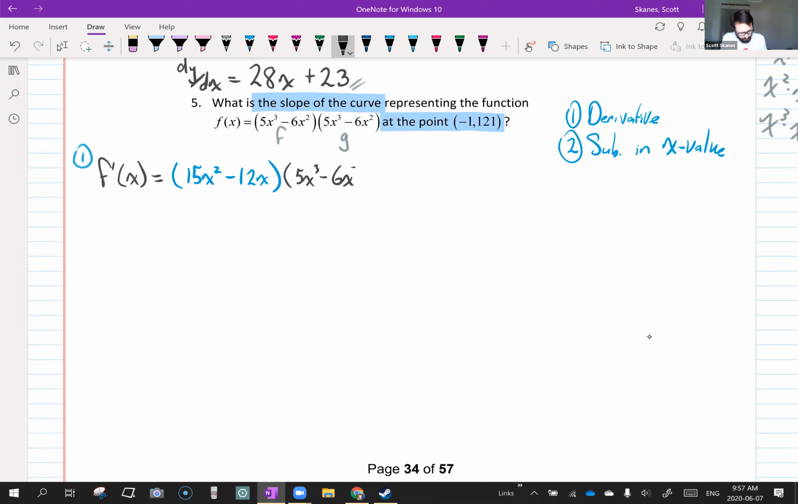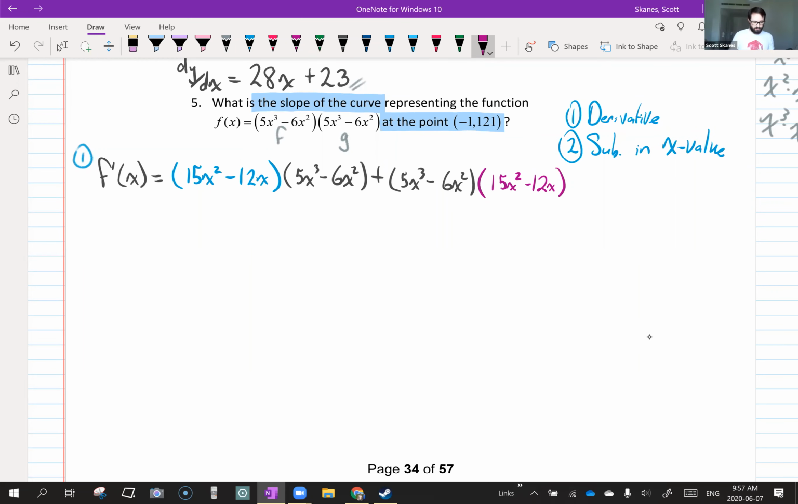Minus 6x squared plus the first one as is. And then the derivative of the second one. What's the derivative of the second one? It's actually the same thing as before. There's a bit of a special case going on here, but I'm not going to get into that. You'll see that they're the same.